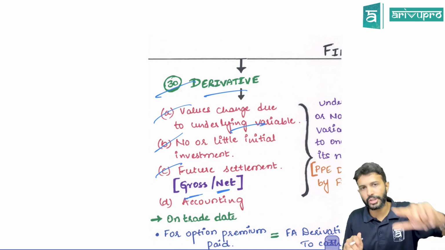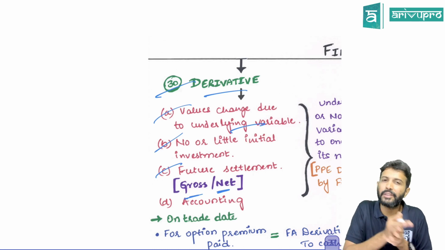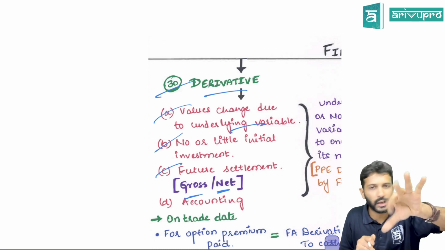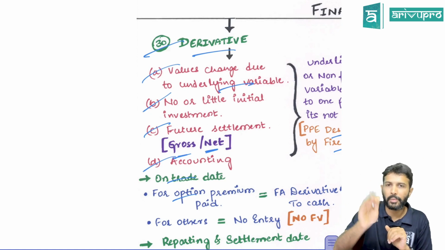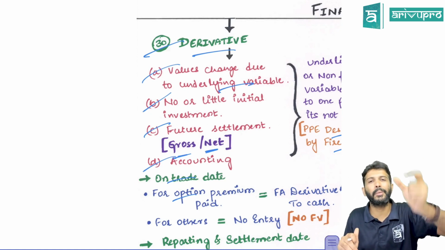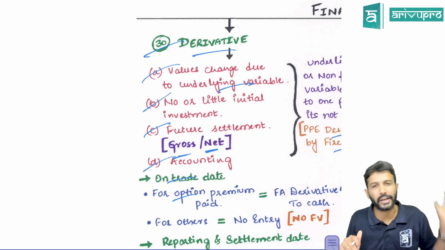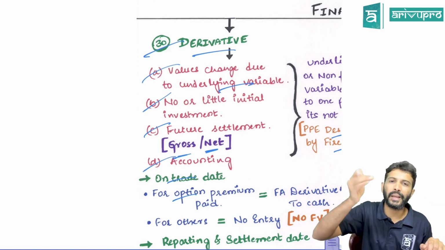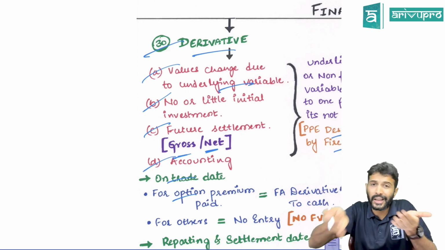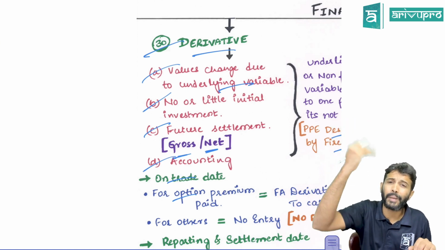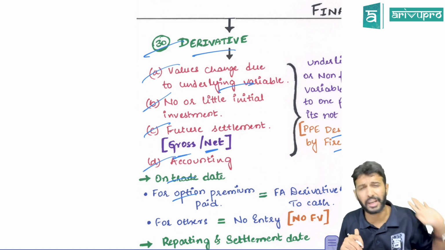For forward, futures and swaps, there will not be any fair value on the contract date, hence no journal entry will come. However, for options, you will receive some option. One guy will pay the premium, one guy will receive the premium. That premium element represents fair value and we pass the journal entry to the extent of premium. For the guy paying the premium, he will pass the journal entry derivative financial asset account debit to bank. For the guy receiving the premium, he will pass the journal entry bank account debit to derivative financial liability.